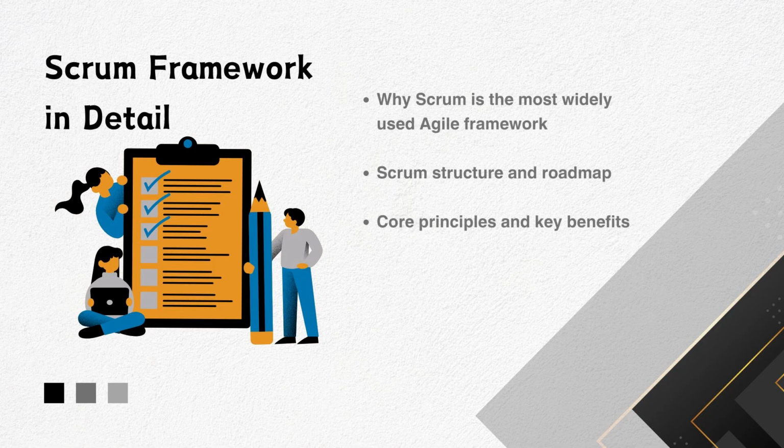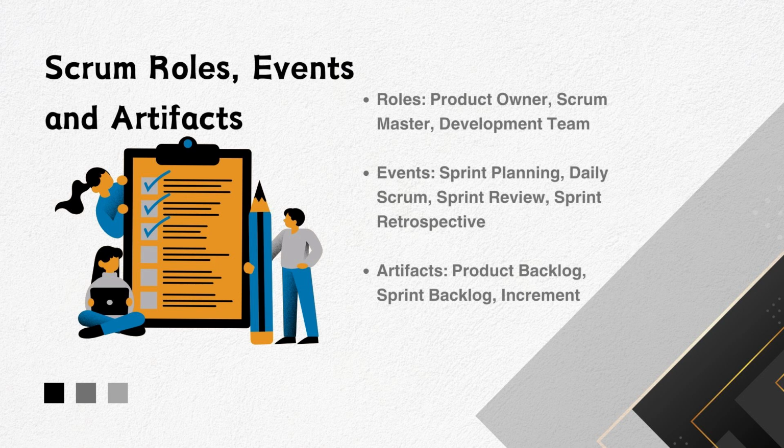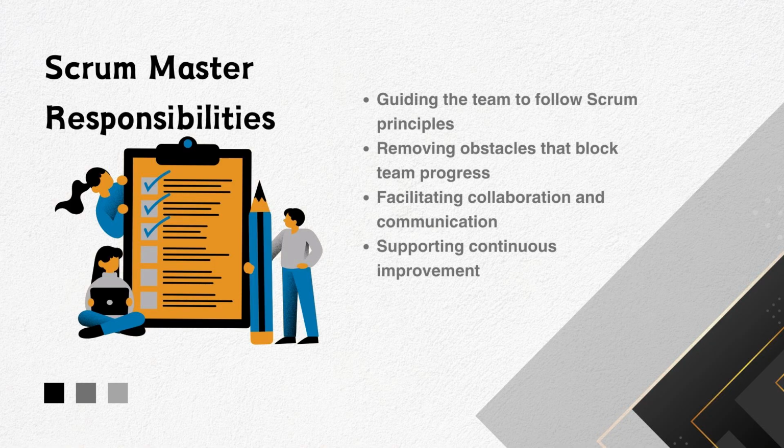Scrum framework in detail. Since Scrum is the most widely used Agile framework, we'll go deeper into how it works, its structure, roadmap, principles, and benefits. Scrum roles, events, and artifacts. You'll learn about the main Scrum roles: product owner, Scrum Master, and development team, along with the events and artifacts that make Scrum work smoothly. Scrum Master responsibilities. We'll focus on what a Scrum Master does, how they help the team, and how they make sure Scrum is followed effectively.